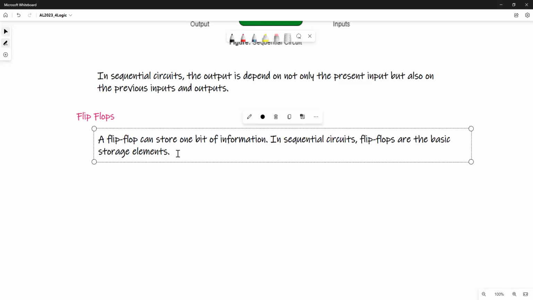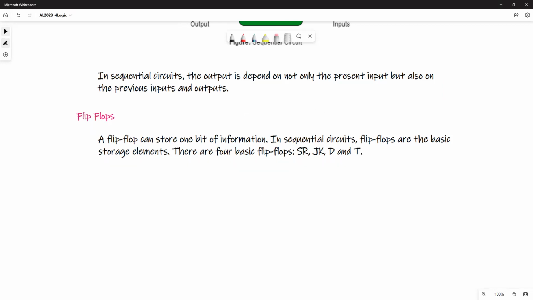There are four basic flip-flops: SR, JK, I will explain those, D and T. In the exam, you don't need to know everything. But we want to know that, okay, there are several flip-flops we can use.